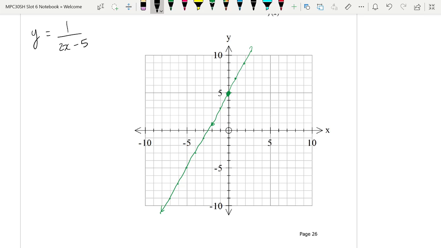Well, what can x not be? Well, the denominator can't be 0. So if I'm looking for what now is my vertical asymptote. I'm already tired of writing that word, so feel free to just abbreviate it. So my vertical asymptote is, let's add 5 to both sides. Let's divide both sides by 2. And there we go. 2.5.